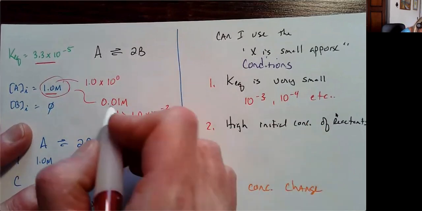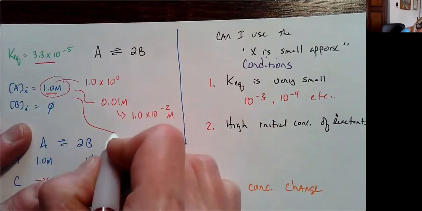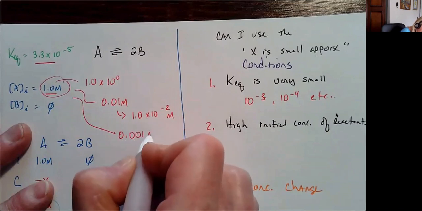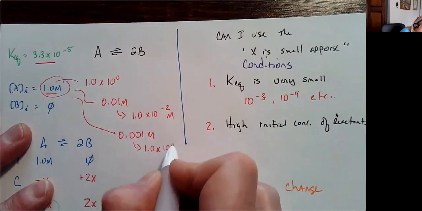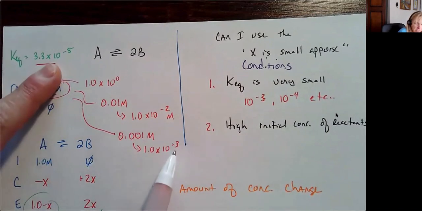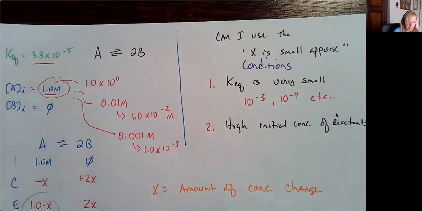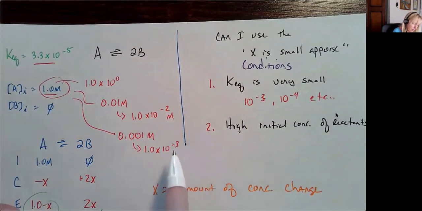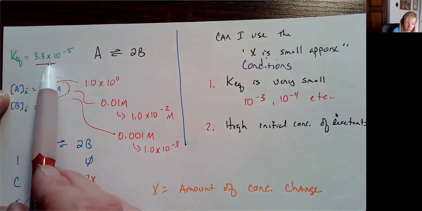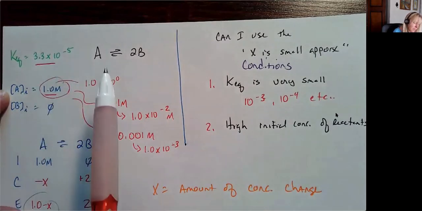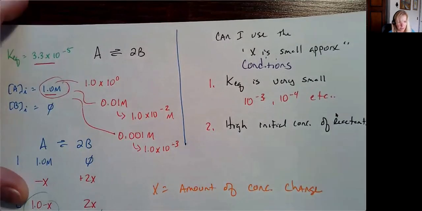If my initial concentration was instead 0.001 molar, and that would be 10 times 10 to the minus 3rd, now I'm 10 to the 2nd apart, and I can't use my approximation anymore. So that's your rule of thumb. If you put this in scientific notation and you're 10 to the 3rd different between your initial concentration and your equilibrium constant, then you can use that x is small approximation.